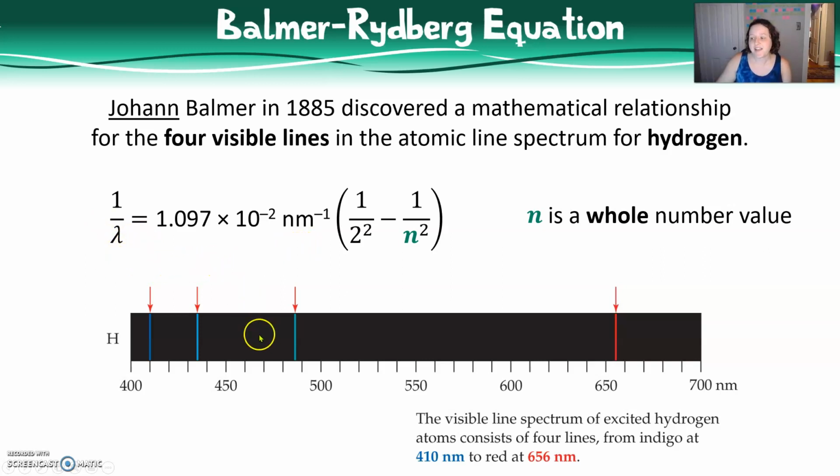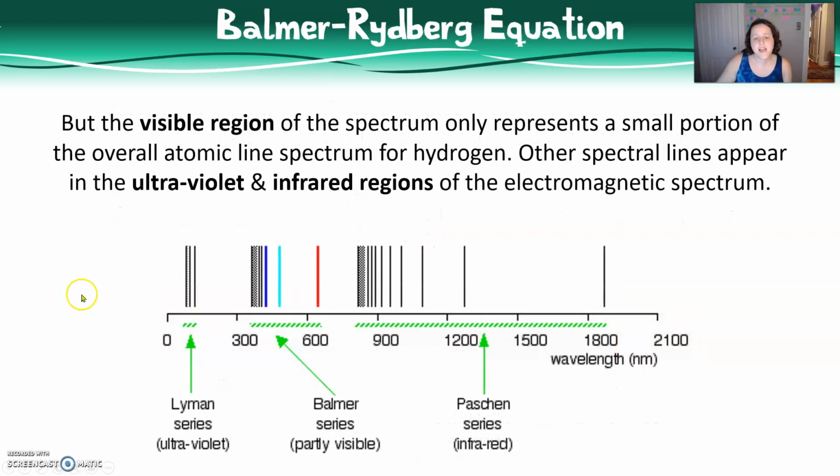Now, based on the wavelengths given in this atomic line spectrum below, can you calculate the value of n for each of these lines? Feel free to go ahead and pause the lecture and see if you can plug in these wavelengths in nanometers that are given below and solve for what n would be for each one of these lines. Now, the atomic line spectra of hydrogen is not restricted to the visible region. Hydrogen also has emission lines in the UV and infrared regions of the electromagnetic spectrum.